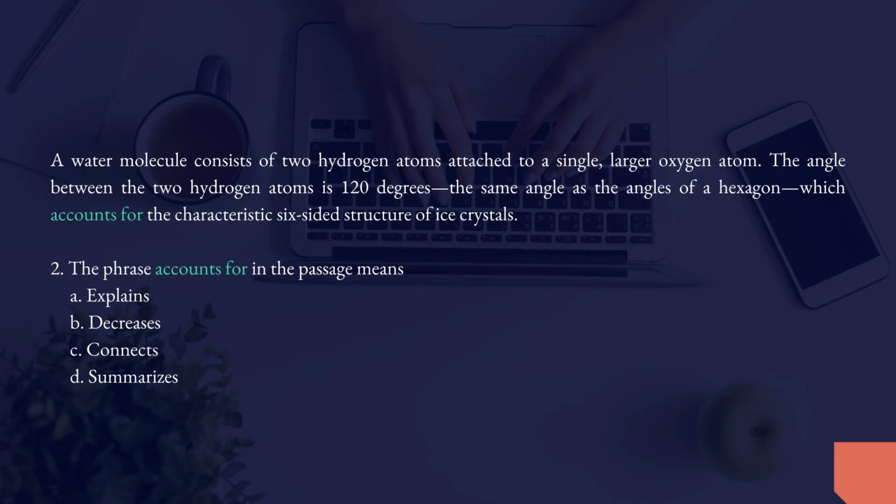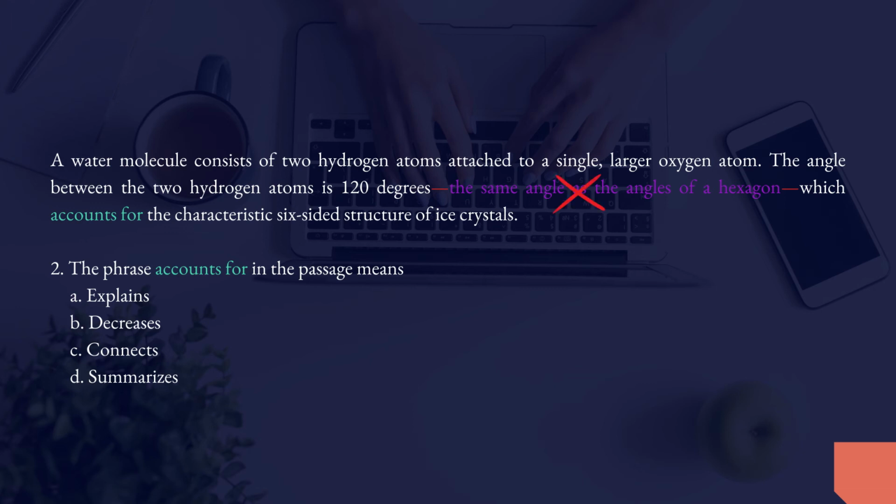Number 2, the phrase accounts for in the passage means. The second sentence says, the angle between the 2 hydrogen atoms is 120 degrees, the same angle as the angles of a hexagon, which accounts for the characteristic 6-sided structure of ice crystals. Now, here is a tip for you. Whenever you see long dashes, the thing that comes between them is usually an extra piece of information, so we don't care about it. So delete it completely.